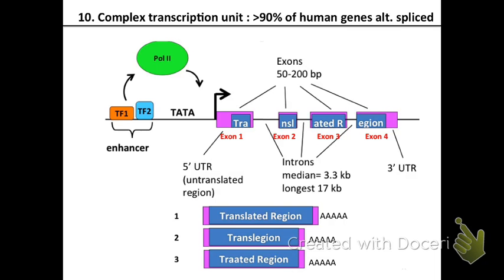Approximately 90% of human genes are alternatively spliced. When your exons are organized like this, and certain exons can combine with each other, a single gene can encode 3 or 4 or more different functional products. So that's a complex transcription unit. A single gene with introns has the capacity to encode multiple different products. Any questions so far? All right.